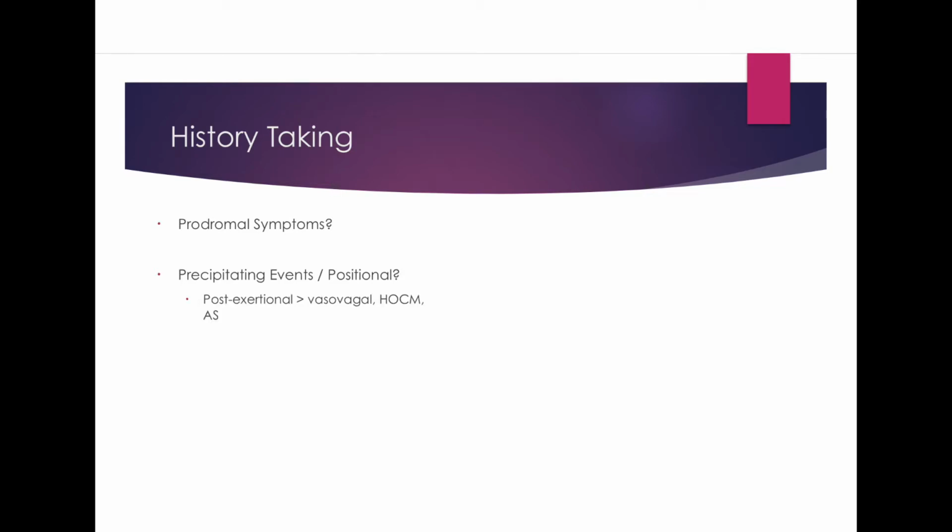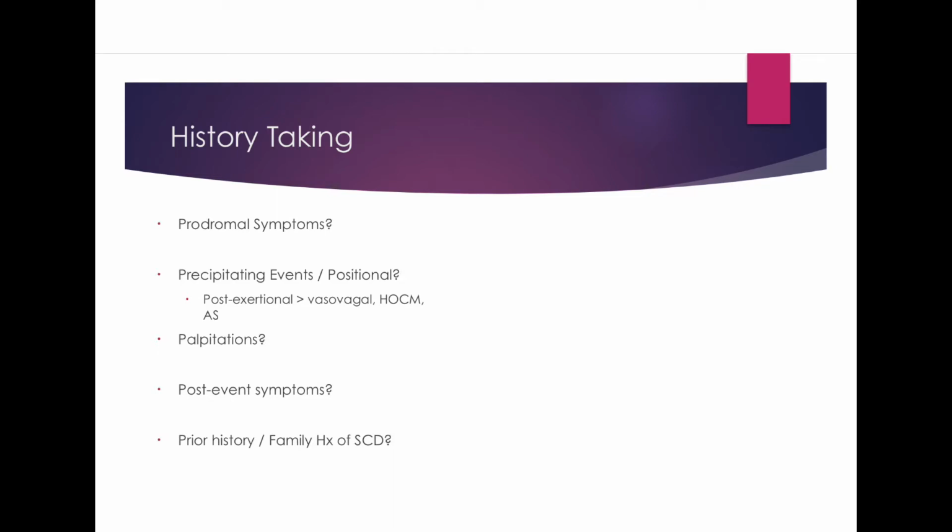If the symptoms were brought on immediately after exercise, this could point to a vasovagal episode, as well as cardiogenic causes such as hypertrophic obstructive cardiomyopathy and aortic stenosis. Also ask whether the patient experienced any palpitations. This might point to an arrhythmogenic cause of syncope. Ask whether there were any post-event symptoms, remembering that true syncope itself is almost never associated with prolonged post-event symptoms.